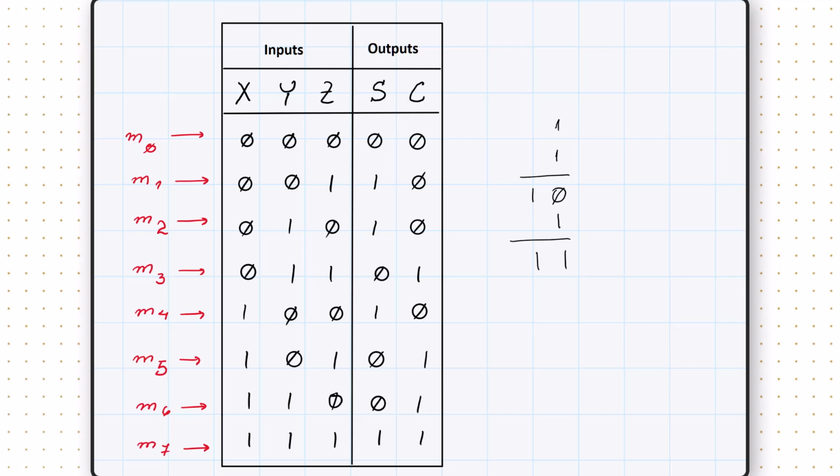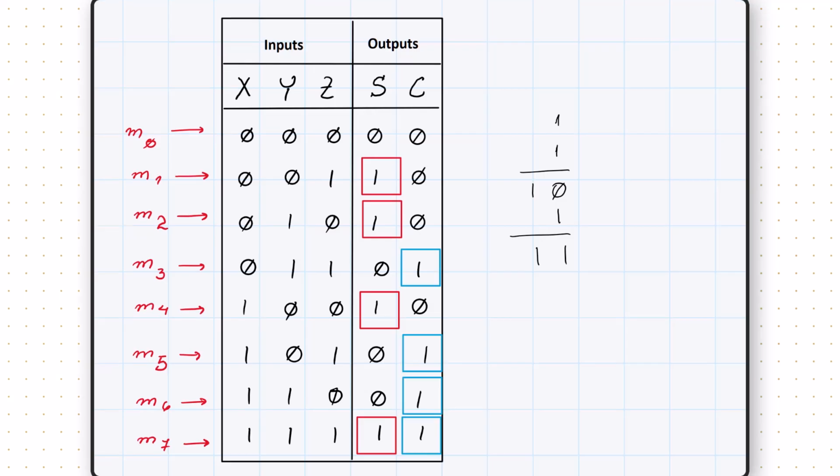Next, I will organize all the values of 1 which belong to the sum, and I will use a red color in here. Then I will do exactly the same for the carry, but this time I will use blue. Now I'm ready to write the summation expression for all the minterms, respectively for S and C. And here is the answer.